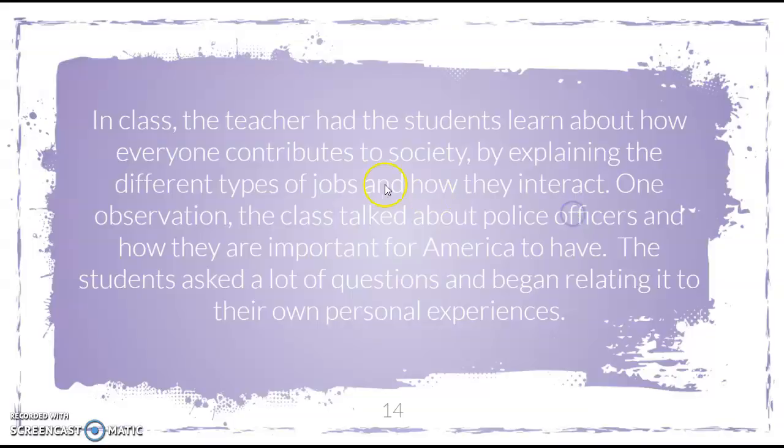Use of culture. In the class, the teacher explained how everyone contributes to society, how there are different types of jobs, and how they all interact. One of the things they talked about was police officers and how they are important for America to have to help enforce the laws. Students asked a lot of questions about this and then started relating it to stuff they know from their own personal experiences.